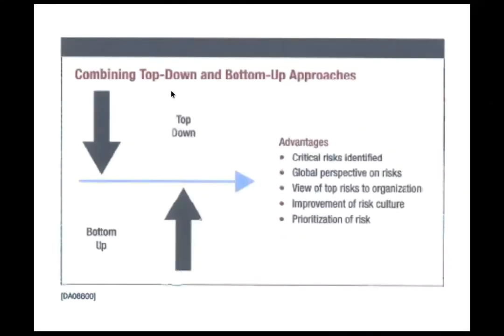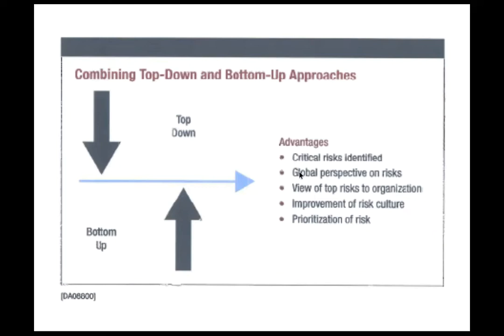The other part on the figure here is, what are the advantages of top-down, bottom-up approaches? That you really want to get both. And what this is showing is that by having both, you're going to have critical risks identified, right? Those things that are important from a senior leadership standpoint are going to be identified and probably tied much more closely to the objectives of the organization.